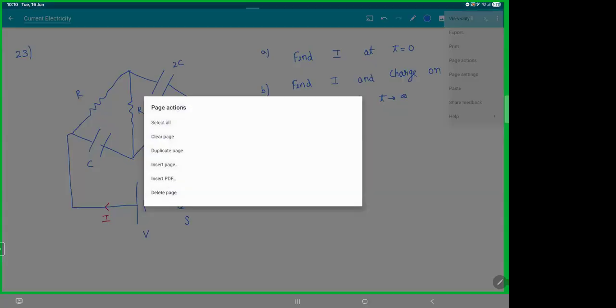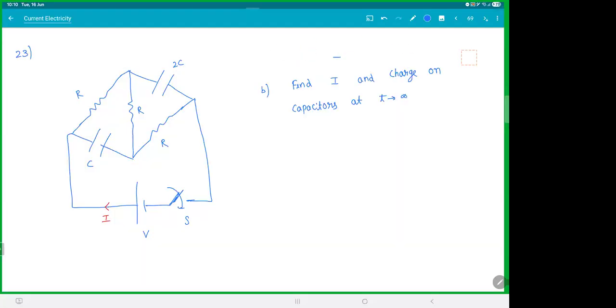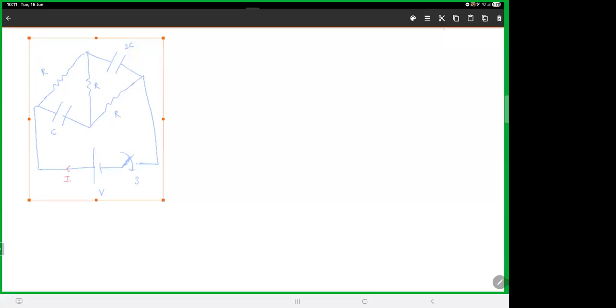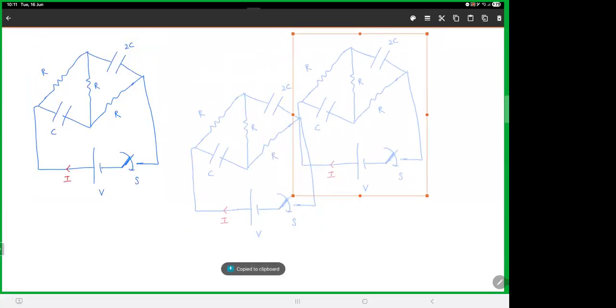Look at this. This is very interesting, they can ask you a simple question like this. Find R equivalent before and after closing the switch for a long time. That is also a very good question.